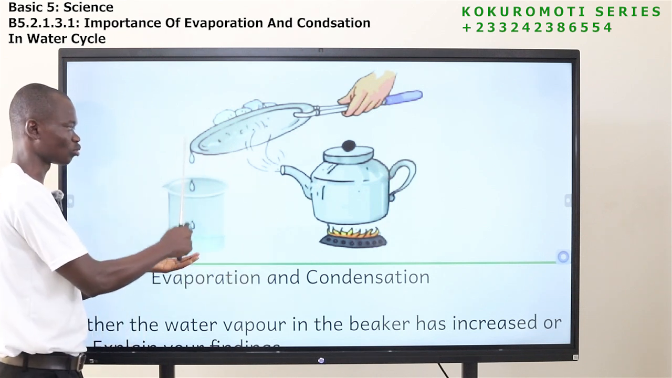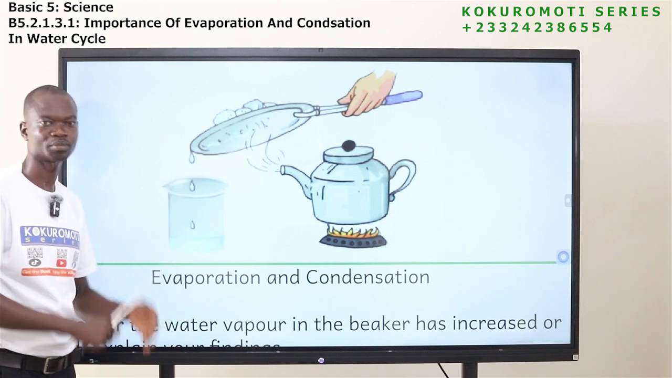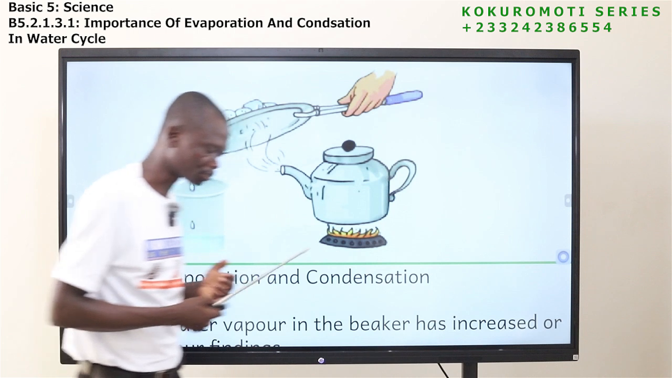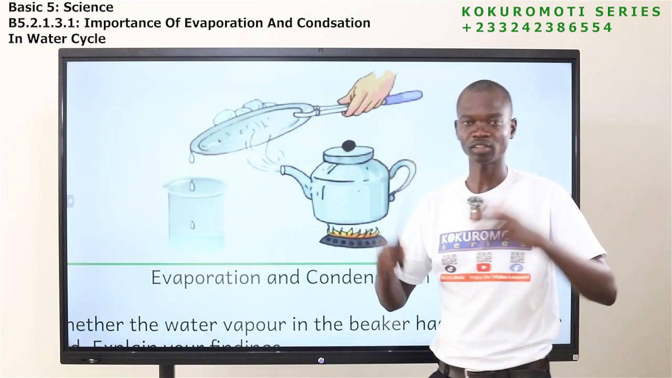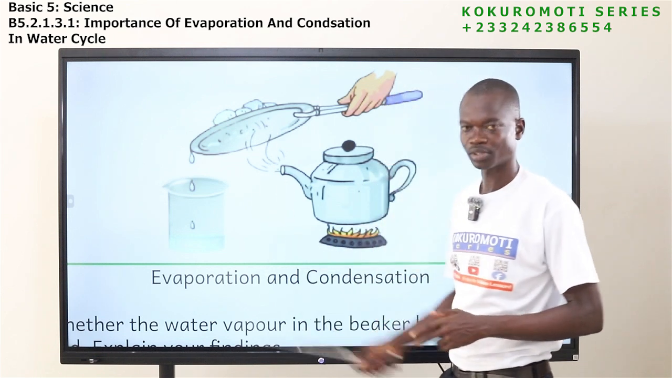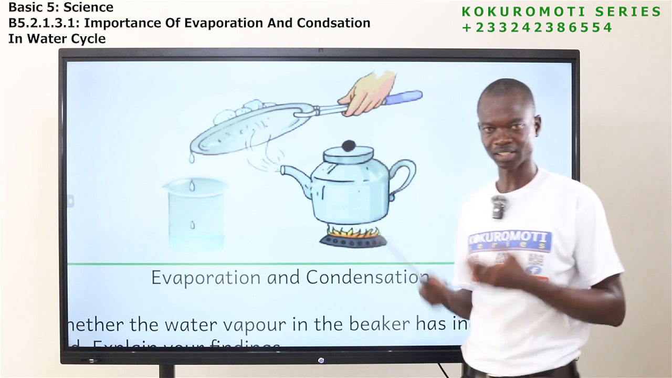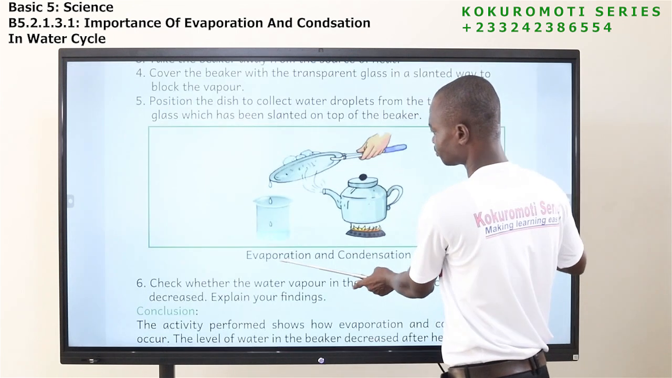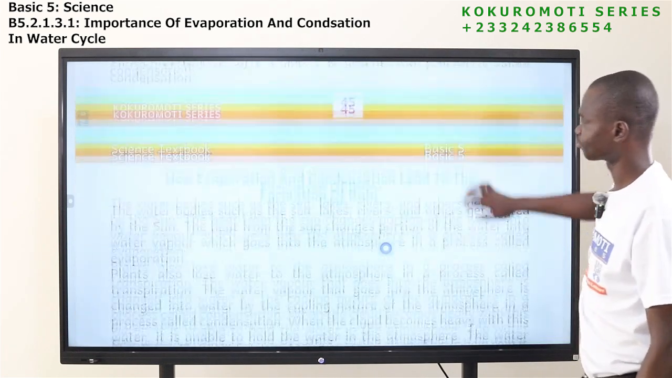And when it turns into water and it is coming down to the surface of the earth, we call it precipitation. And in the water cycle, we can have rain, we can have snow, depending on the weather. But in Ghana, we don't experience snow. It's only rain that we experience as precipitation. Okay, so this is evaporation for you. I hope you now understand it.